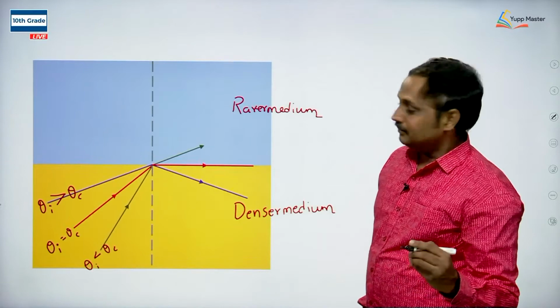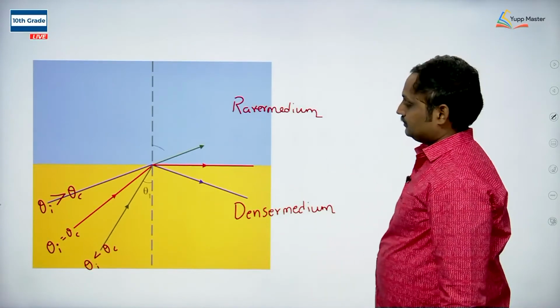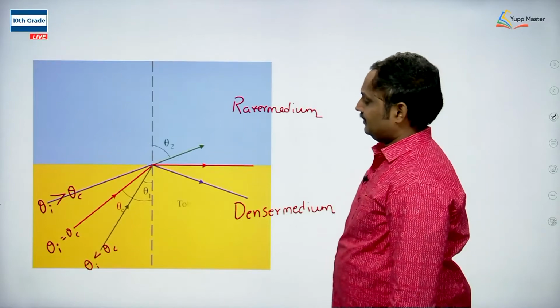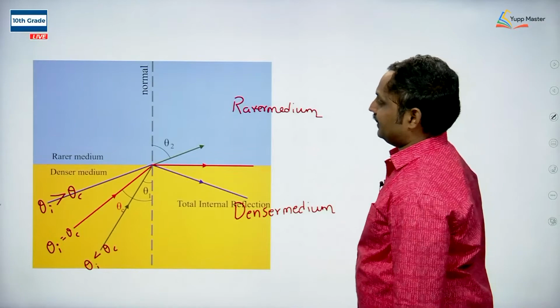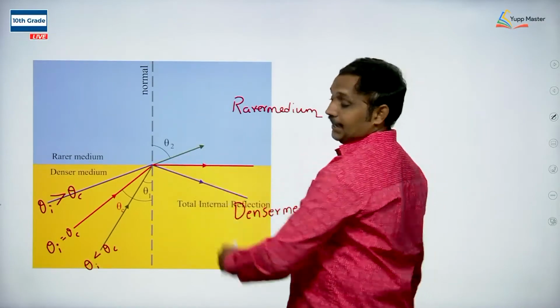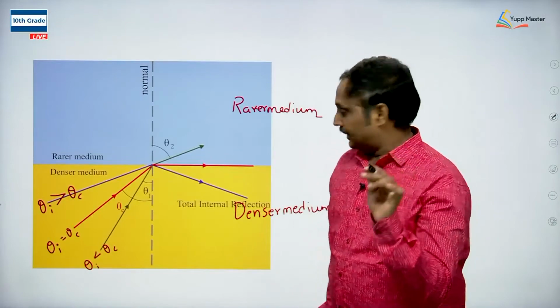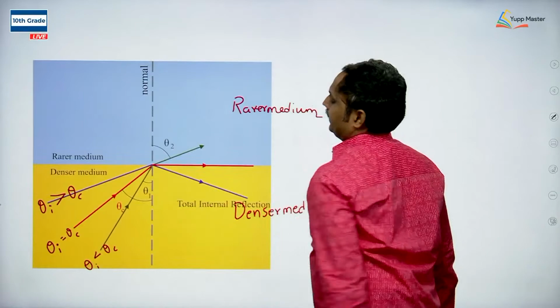It has been reflected back. That's what it is. Yes, you are going to take that rarer medium and denser medium. This is the normal. You are going to take the measurement of the angle of incidence and angle of refraction also. Now it is very clear you are going to take that critical angle.